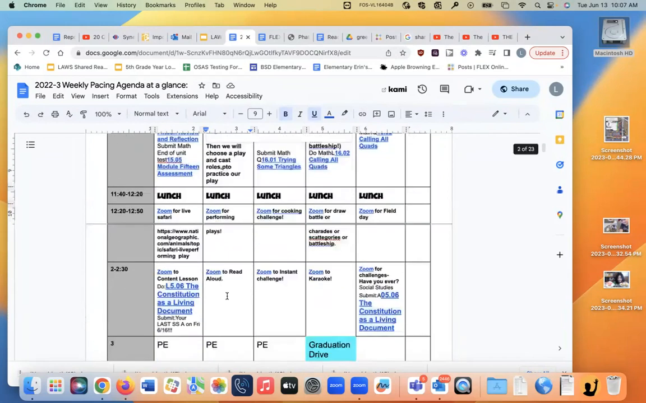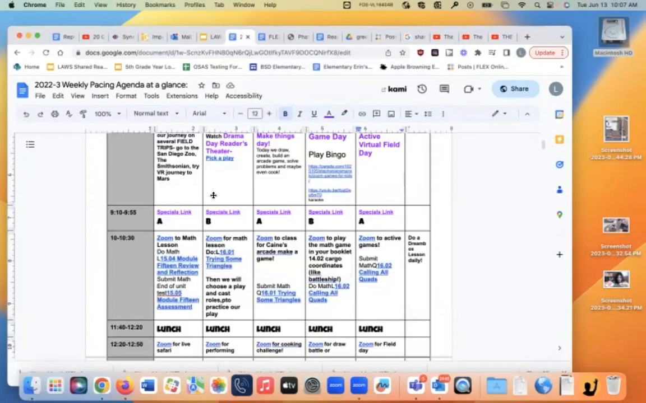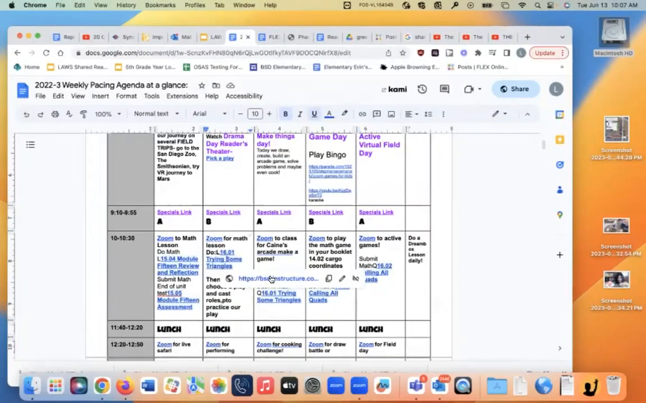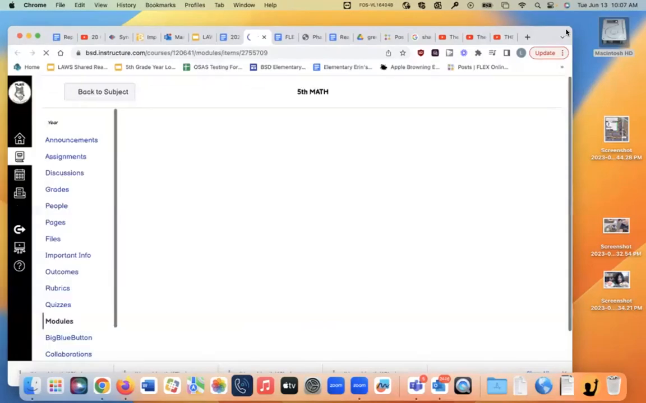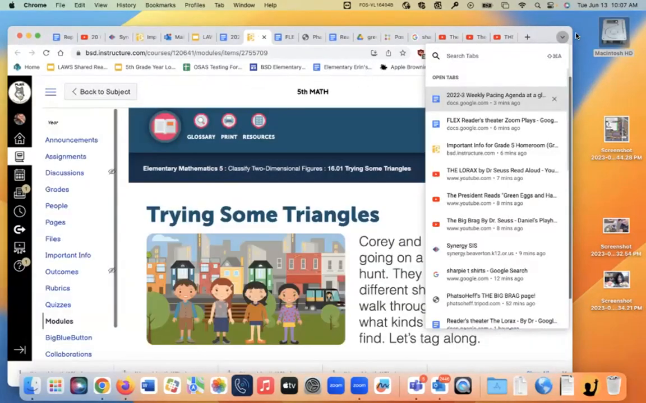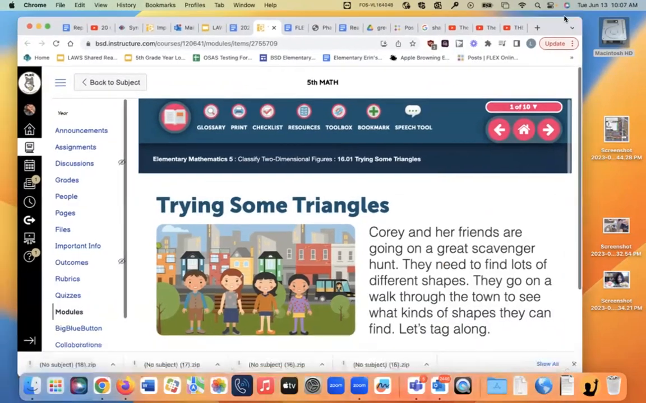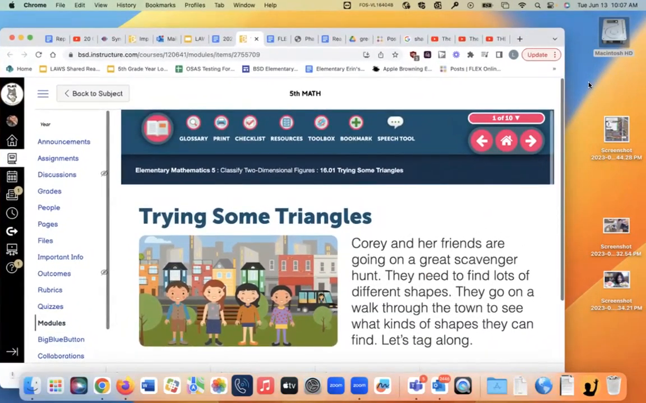So math 1601. Let's go there. Trying some triangles, it says. All right. Here it is. Here's our math lesson. It's 10 pages long. It is about classifying and learning some vocabulary words, basically.